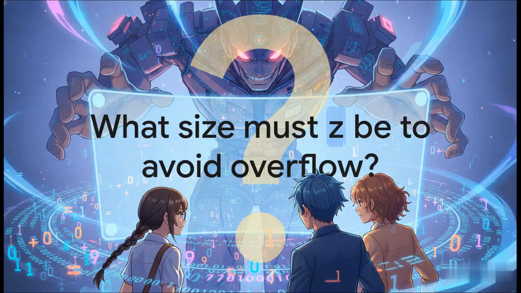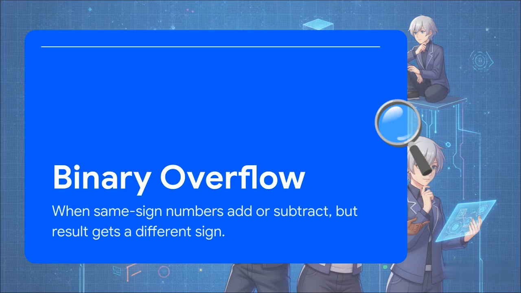Here is boss number 1 from the GATE 2019 exams looming right over us. So, if z equals x minus y, and both x and y are n-bit sign magnitude, what size must z be to completely avoid overflow? Okay, deep breath. The stakes are high, but to beat this, we just need to understand the core magic system of this world. So, what actually is binary overflow?